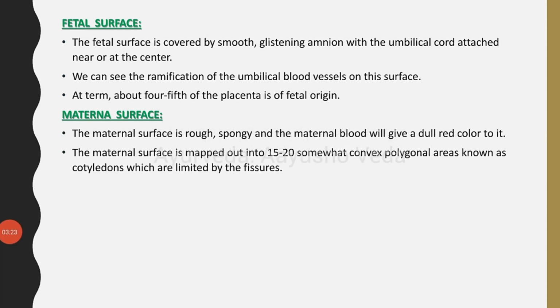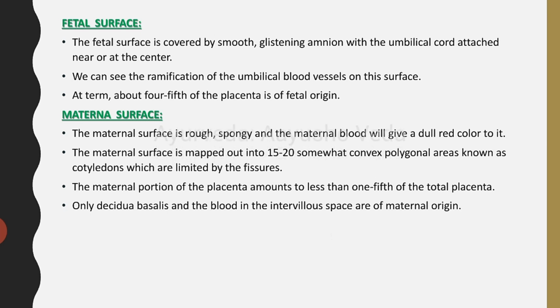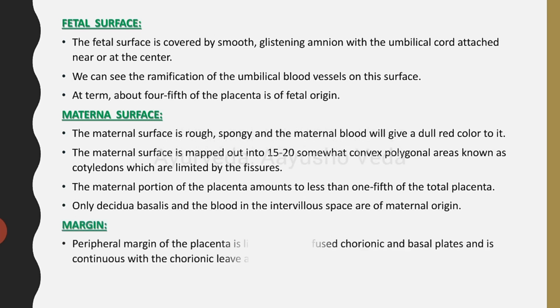Next comes maternal surface. The maternal surface is rough, spongy, and the maternal blood will give a dull red color to it. The maternal surface is mapped out into 15 to 20 somewhat convex polygonal areas known as cotyledons, which are limited by the fissures. The maternal portion of the placenta amounts to less than 1/5 of the total placenta. Only decidua basalis and the blood in the intervillous space are of maternal origin.